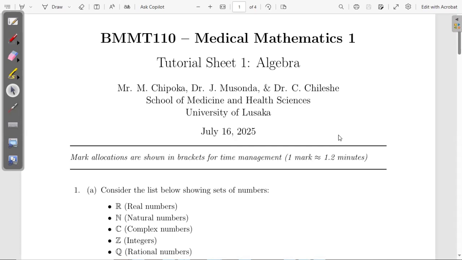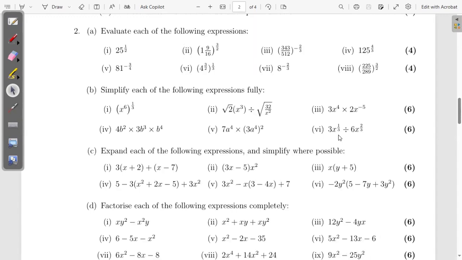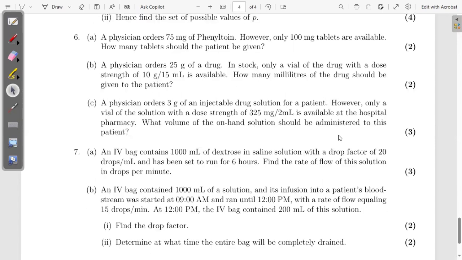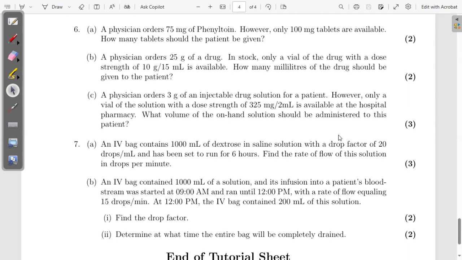So we continue solving questions from tutorial sheet 1, which is basically on algebra, but applied to the field of medicine, of course. We have so far solved questions 1, 2, 3, 4, and 5. In this video, we'll be looking at questions 6 and 7. Question 6 is basically on drug doses, as well as question 7. So that's what we'll focus on in this lesson.